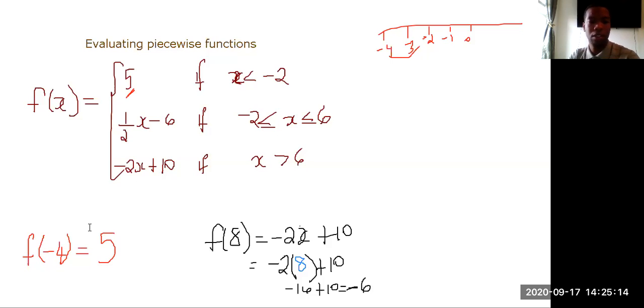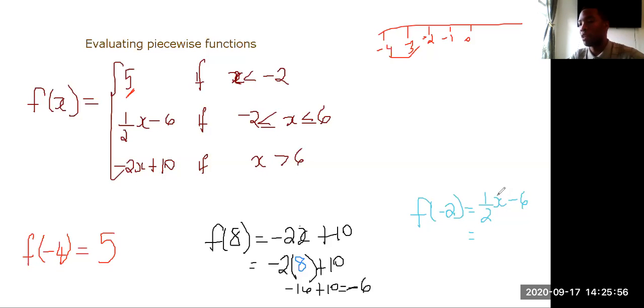The next question we're going to do is f of negative 2. F of negative 2. So I go on here and I realize that this parameter says when x is greater than negative 2 or if x is equal to negative 2. In that case, it means that my equation is a half x minus 6. And just like the second question, I have to solve it now. I can't just leave the equation.